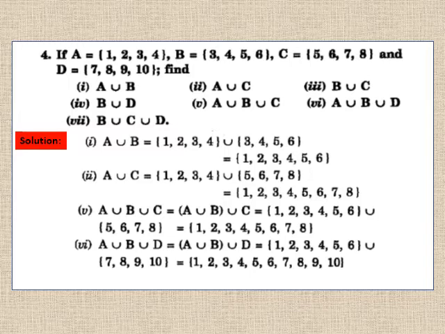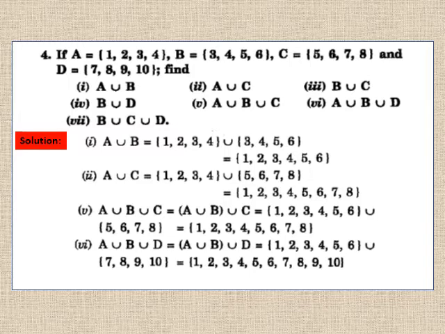Then the second one is A union C. So it will be the union of {1, 2, 3, 4} and {5, 6, 7, 8}. Take all the elements without any repetition. So this will be equal to what? The set {1, 2, 3, 4, 5, 6, 7, 8}. Clear? Then I have solved the fifth part for you.